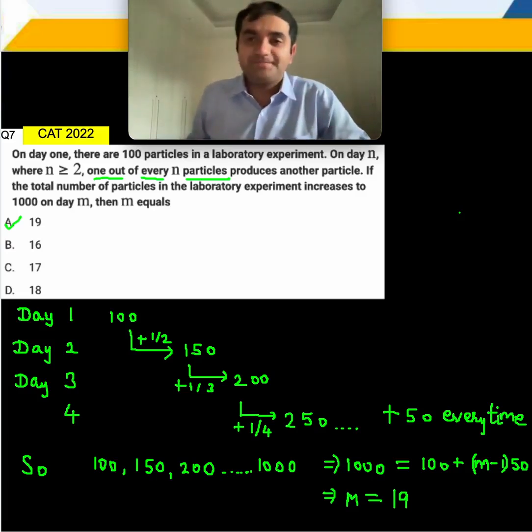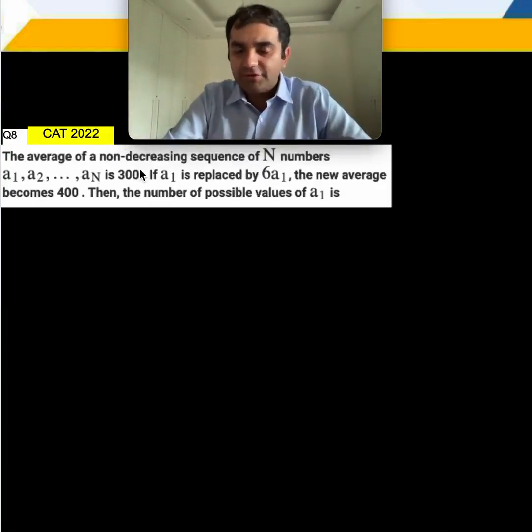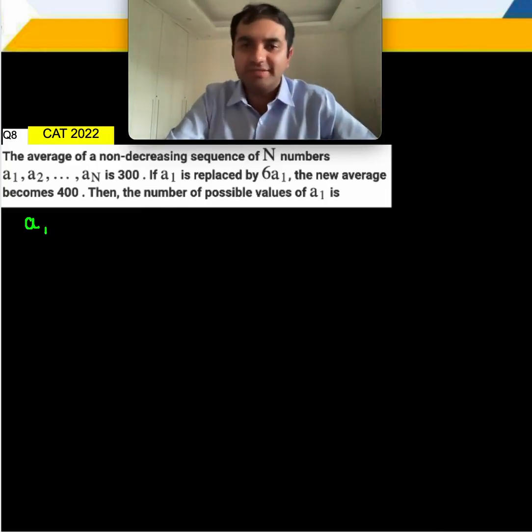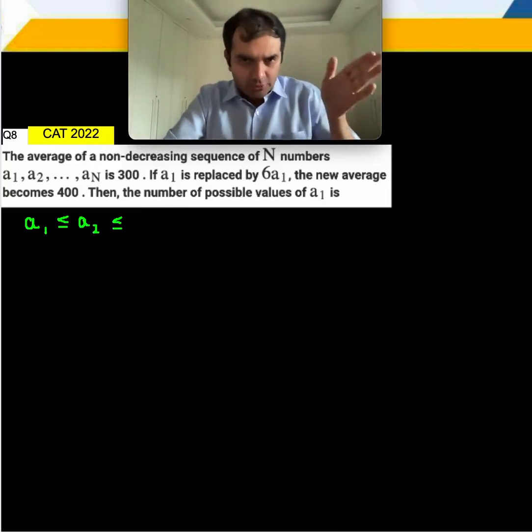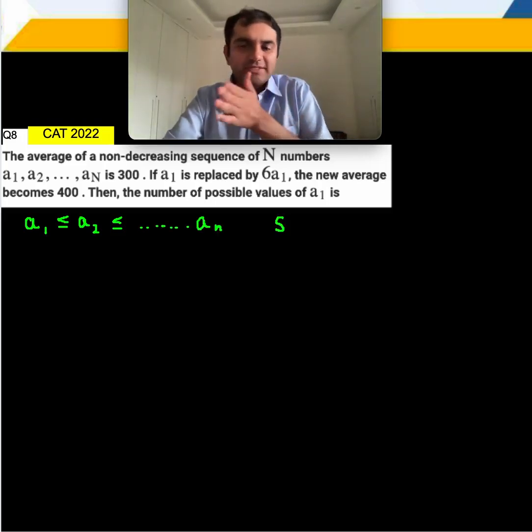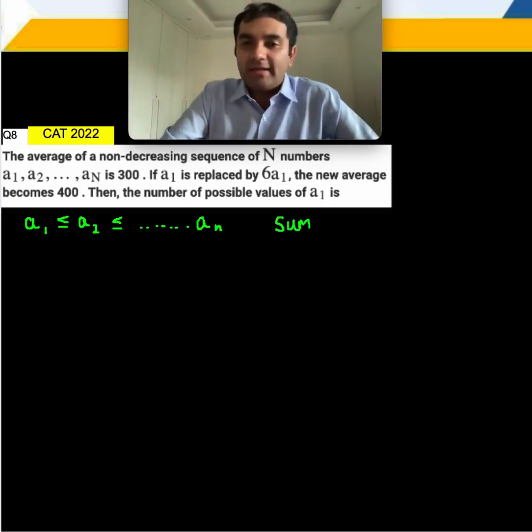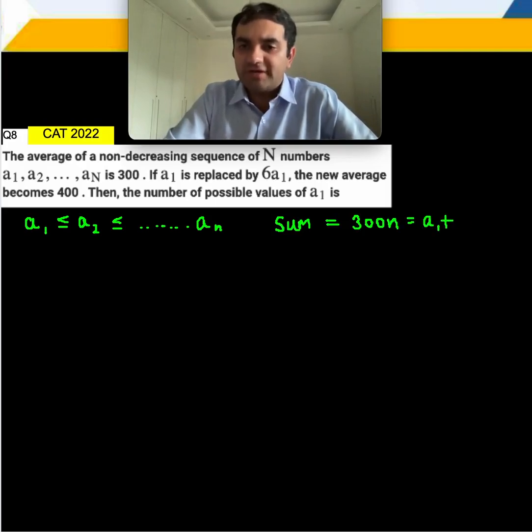Question from averages. You have the average of a non-decreasing sequence of n numbers to be 300. So non-decreasing means all the values can be equal or the sequence could be increasing. So a1 will be less than or equal to a2, less than or equal to up till an, and that's your sequence of numbers, and the sum of terms will be n x bar, right? Number of terms into average value, n into 300. So 300n is equal to the sum of values a1, a2, a3 up till an.